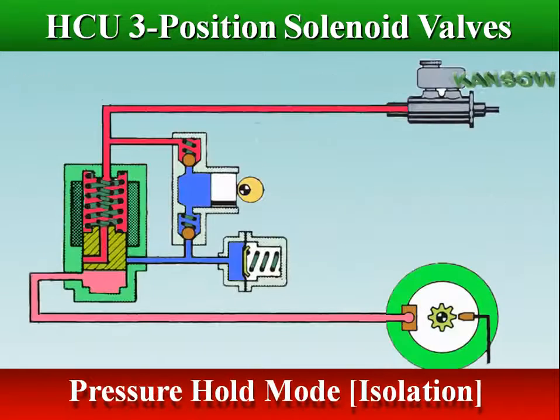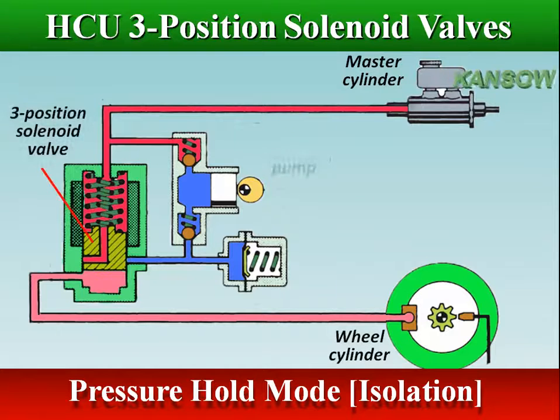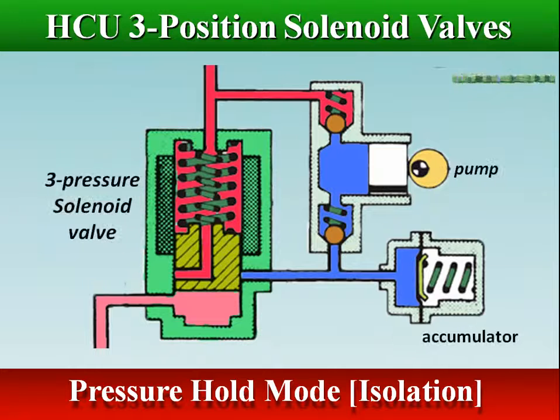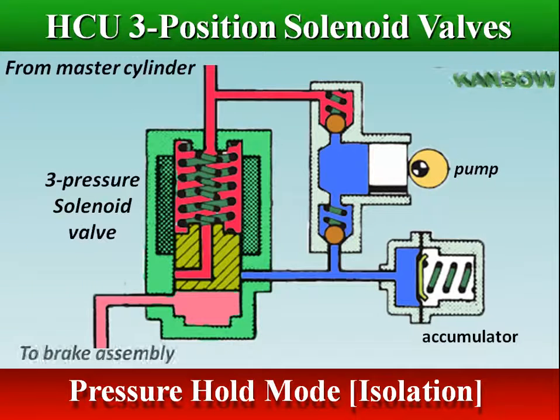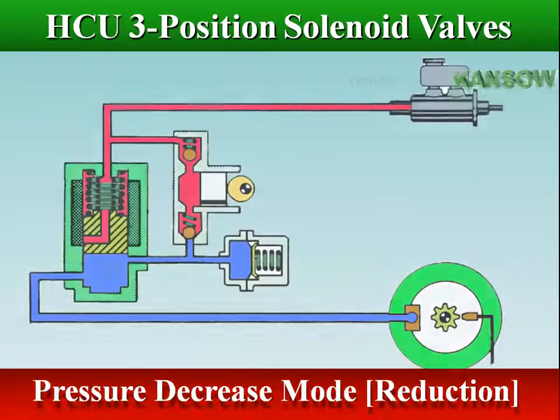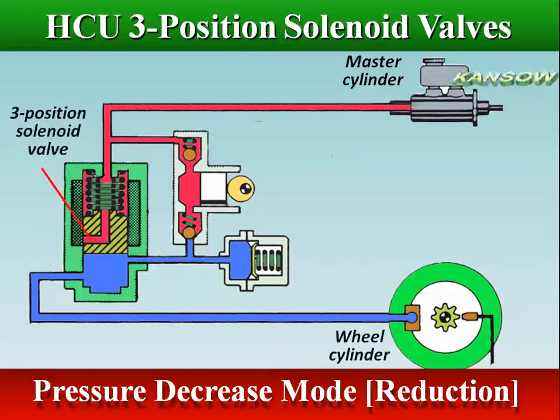When the ECU detects any lockup tendency, it sends a command current to the solenoid coil, and causes the armature and valve to move upward and isolate the brake circuit from the master cylinder. This stops the braking pressure at that wheel from rising and keeps it constant. If the sensor signal continues to show excessive wheel deceleration, the ECU sends a larger current to the solenoid valve.